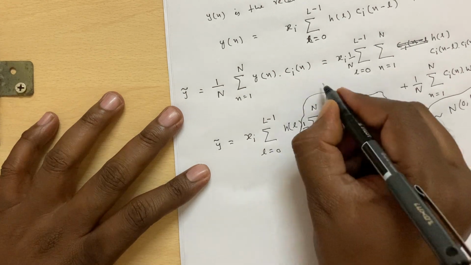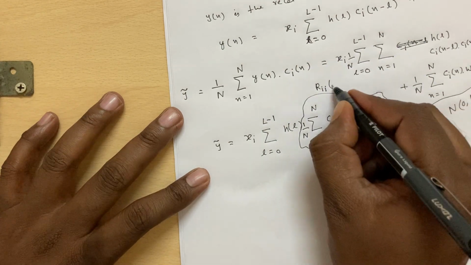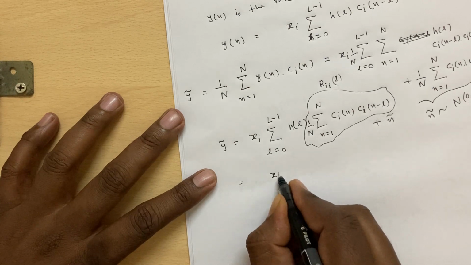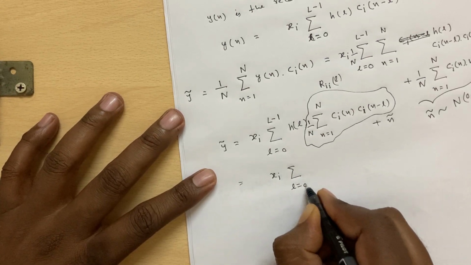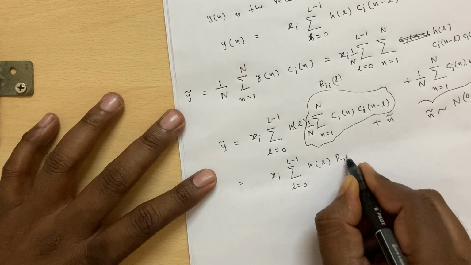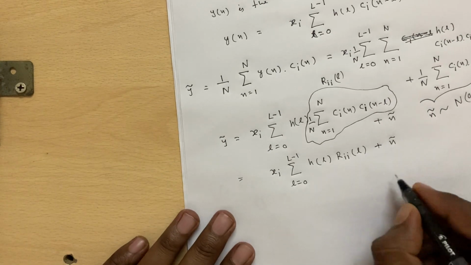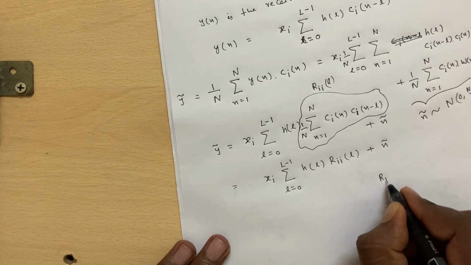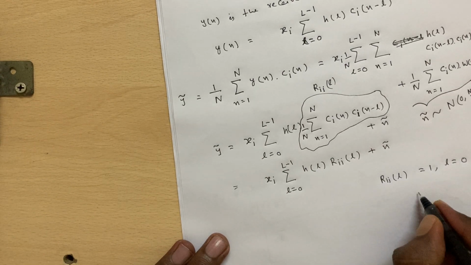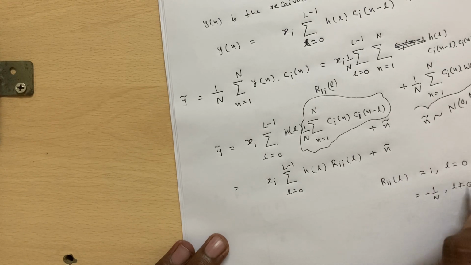Now if you observe, this is nothing but the autocorrelation function, the correlation of the code with itself, the same code, evaluated at the lag l. Now what we can write is xi into the summation l equal to 0 to L minus 1, h of l into Rii of l, plus this one. And we know for PN sequences Rii of l is equal to 1 for l equal to 0, and it will be equal to minus 1 by N for l not equal to 0.